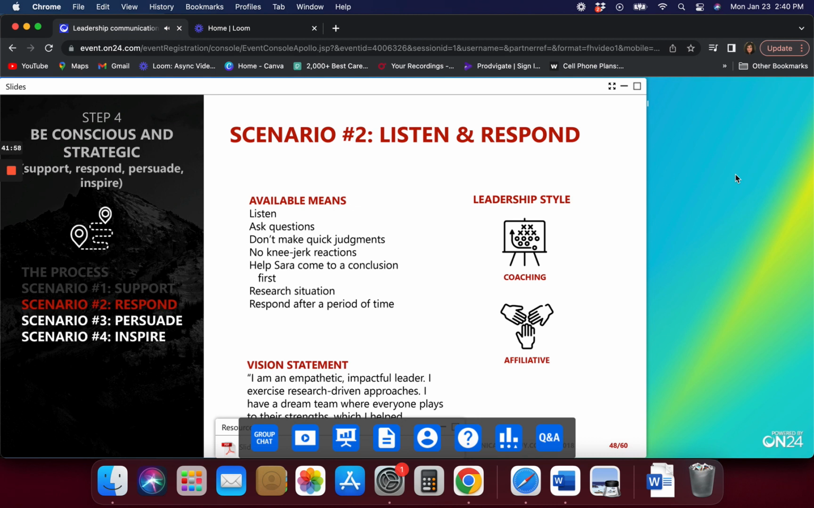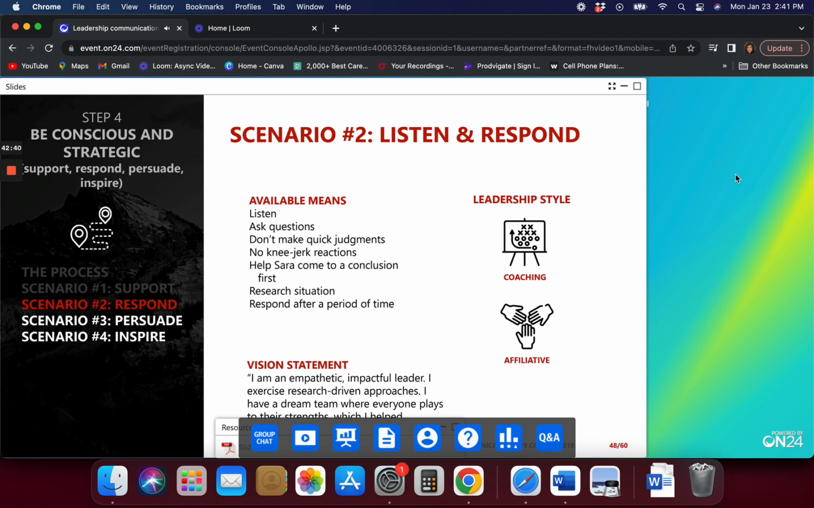So if Sarah's come to you about this, and it does sound serious enough, you might talk to others, talk to Evan, see what the situation is before you make any judgments about what actions need to take place. So again, think of your vision statement. I'm an empathetic, impactful leader. Empathy, you're going to listen to Sarah, but also be empathetic of Evan's situation. Make sure you're getting all the facts first. I exercise research-driven approaches, so you're going to research this out and really understand the situation before you make the decision. You have a dream team where everyone plays to their strengths. So this is an opportunity to develop both Evan and Sarah. You can coach Sarah, you can coach Evan, and go in that route.